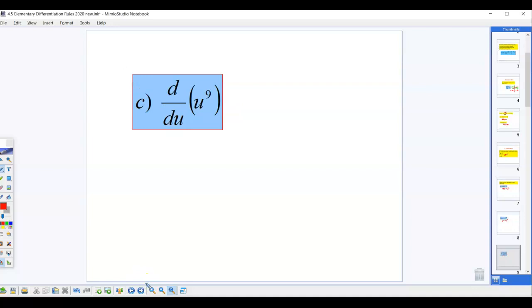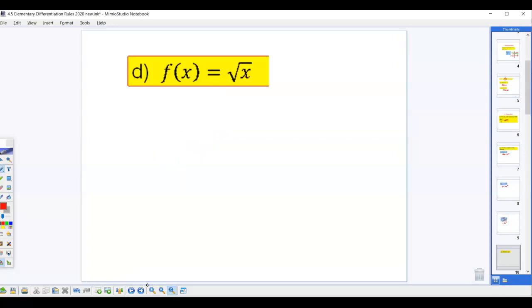This notation is known as Leibniz notation, and this right here means I'm taking the derivative of my function in terms of that variable, which is u. And if you notice, my function is defined in terms of u. It is u to the 9th. So to take the derivative, I use the power rule. The 9 comes out front, and I subtract 1 from the exponent, so my derivative would be 9u to the 8th.